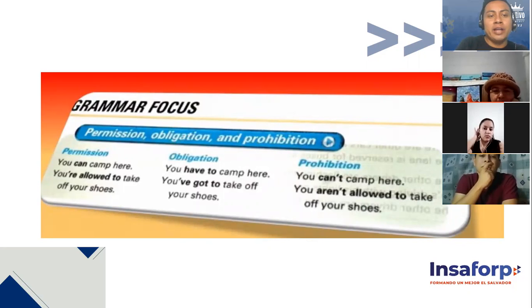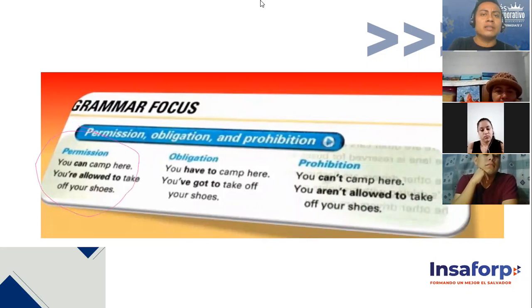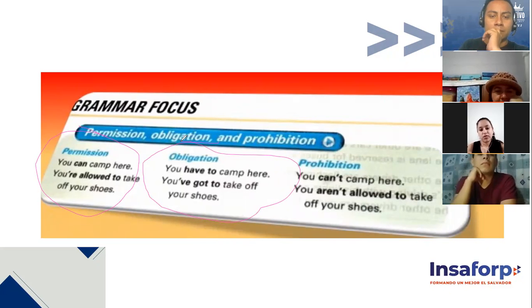I need a volunteer to help me read, only the first column here. Anybody, I see we are like 12 connected. So I need a volunteer to read it, please. Only this one. Permission. Thank you. You can come here. You're allowed to take off your shoes. Thank you so much. Number two. Maybe Melissa, would you like to read this one? Okay. Obligation. You have to come here. You got to take off your shoes. Mm-hmm. Okay.